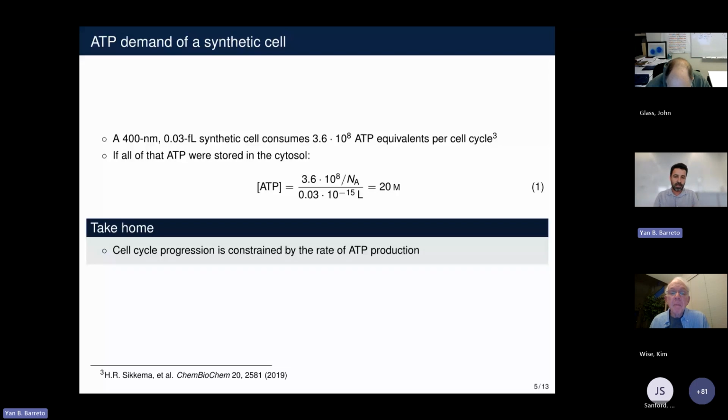Now, this triggers the second question. If we need to produce it on demand, then we have to match the requirements of the cell cycle at that specific moment. So we need to know how fast this ATP needs to be produced by our synthetic metabolism. We also need to know if our current system meets these expectations of ATP production. So let's dive into it.